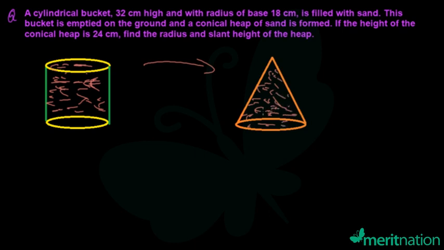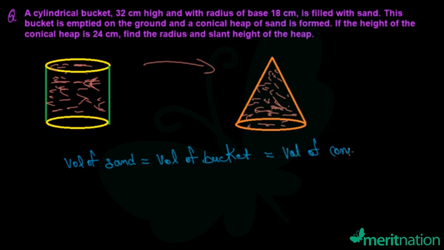What we have to find are the dimensions of this conical heap. So when the sand has been taken out from this cylindrical container and emptied out, you will see the volume of sand remains constant, and the volume of sand is nothing but the volume of this cylindrical bucket which is forming this cone. So volume of the bucket is equal to volume of this conical heap.